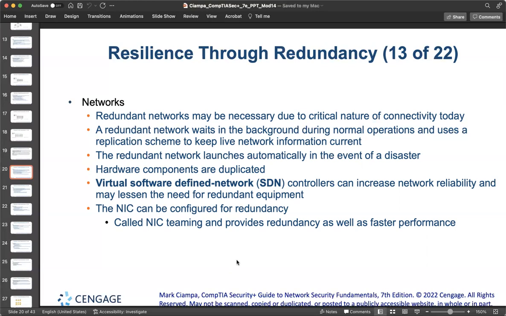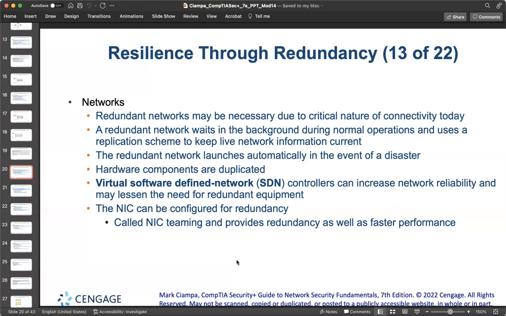In this type of redundant networks, hardware components are all duplicated. So if you buy a firewall, you're going to buy two of them. One is going to be for the redundant network and is always offline till a disaster happens. And the other one is going to be online, connected to the network, taking care of the tasks that you need to do. The virtual software defined network, or SDN, controls the network reliability. And if you need more reliability in the network, it can bring more devices in. If you need less, it can remove devices.